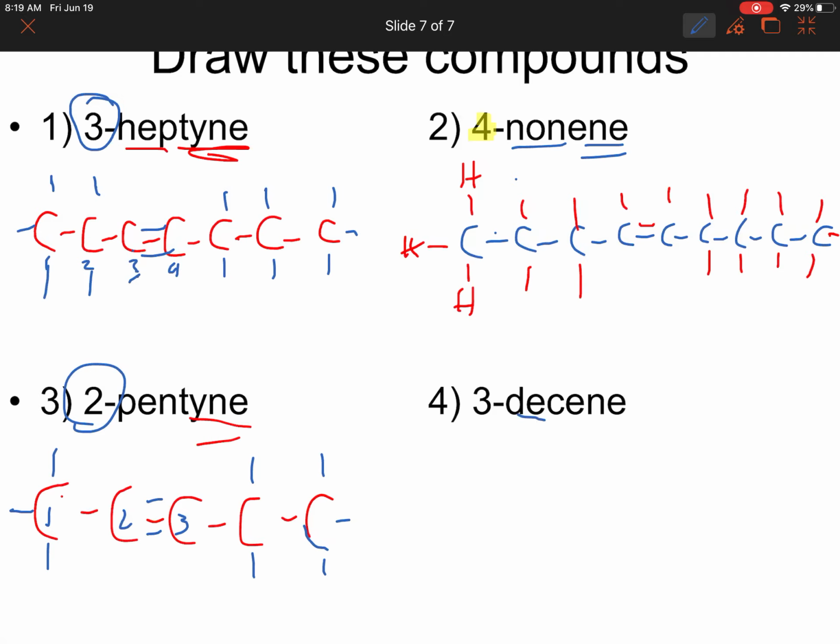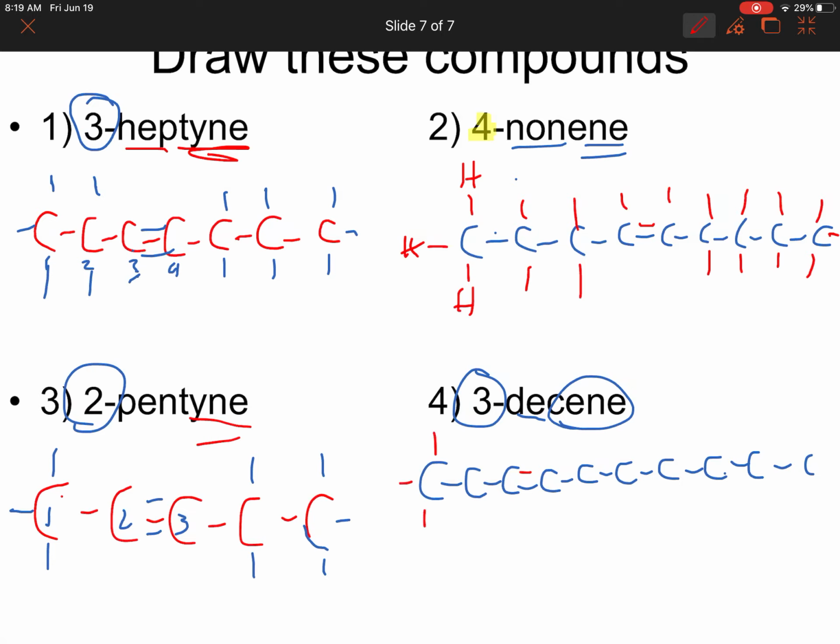3-decene. Dec is 10. 1, 2, 3, 4, 5, 6, 7, 8, 9, 10. Ene means a double bond on the number 3 carbon. So 1, 2, 3, 4. Double bond. So fill in the hydrogens here as you go along. Again, carbon can only hold 4 bonds around it. No more, no less. Okay, that's it.